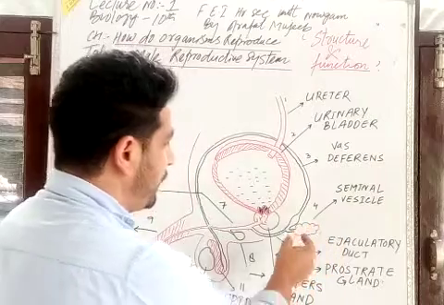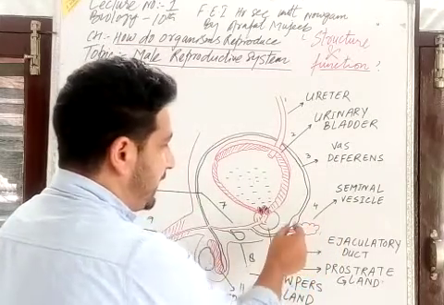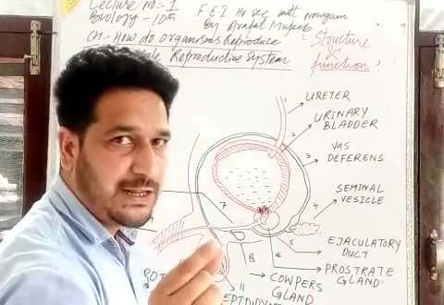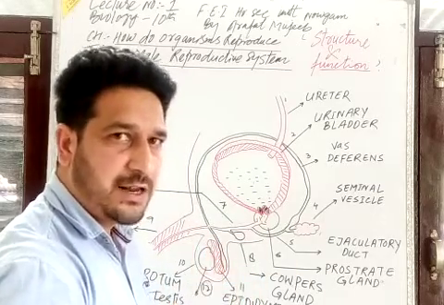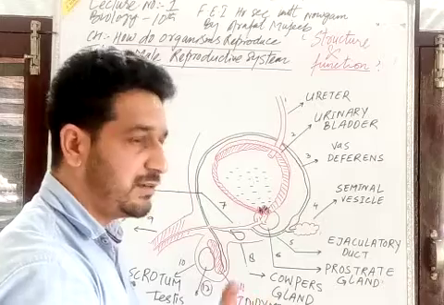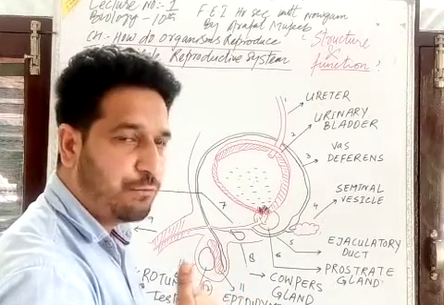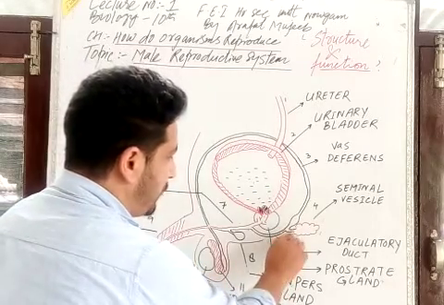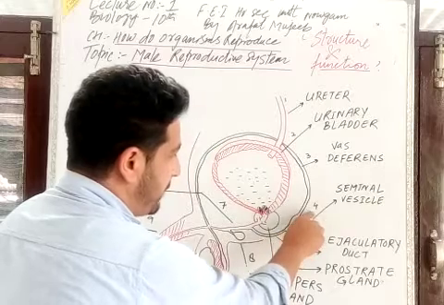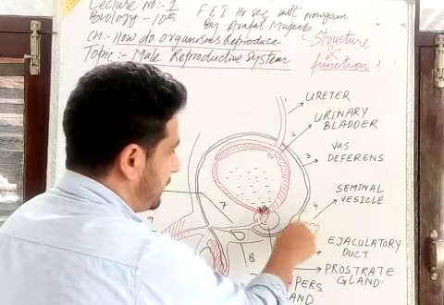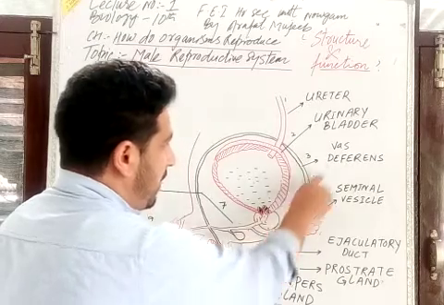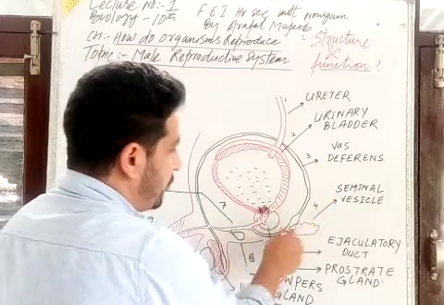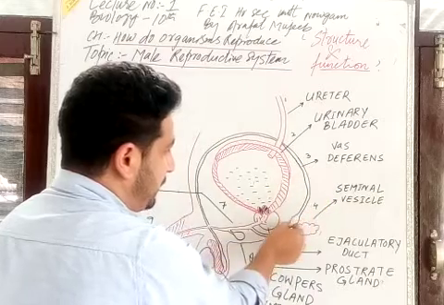And then after that, the seminal vesicle is a type of exocrine gland. Exocrine glands are ducted glands which secrete their secretion by means of a duct. And this small duct, which I have represented as number 4, enters into the vas deferens. It connects to the duct of the vas deferens.